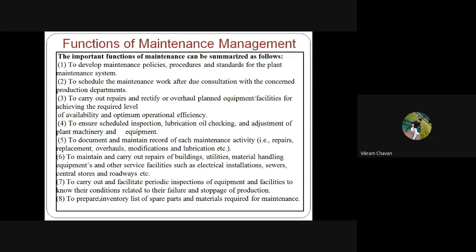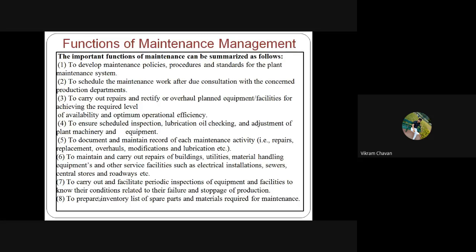Then, to carry out repair and rectify or overhaul plant equipment and facilities for achieving the required level. Machines should be in a proper condition, or optimal condition should be provided to the machines to perform the production facilities, or to produce some goods. So this is the function of maintenance management, that the machines should be in a proper working condition, at the required level of availability and optimum operational efficiency.